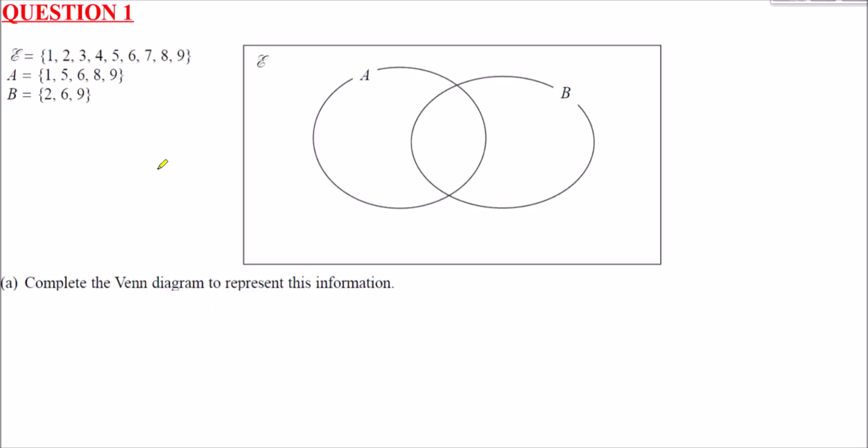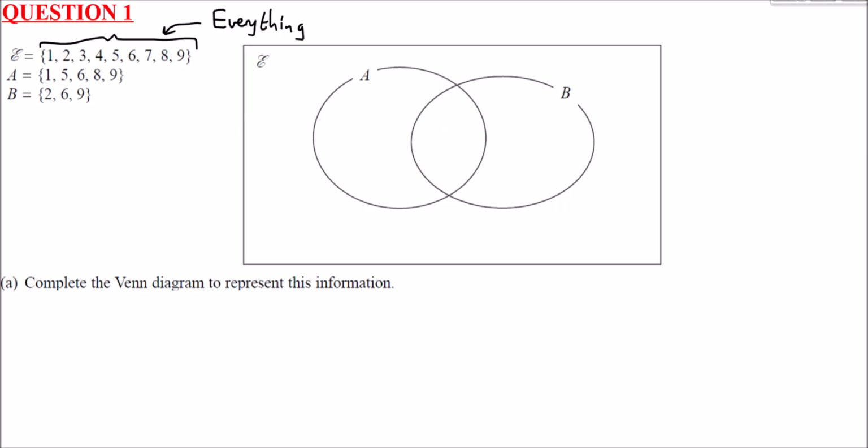Question 1, we have a Venn diagram, and we need to just complete it for part A. So curly E just means everything. Okay, so E just means all the things we're going to be putting into our diagram. The only things inside this Venn diagram are going to be the numbers from 1 to 9. So that curly E just means everything inside the diagram. A means everything in circle A, B means everything in circle B.